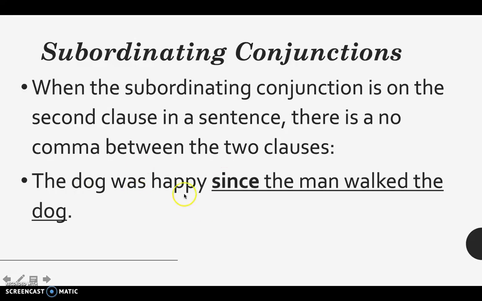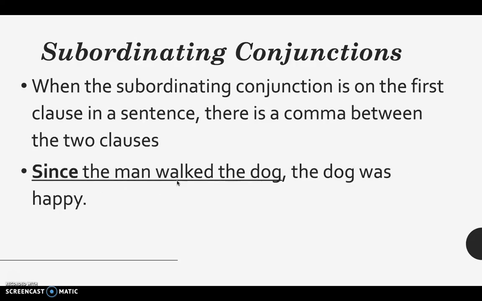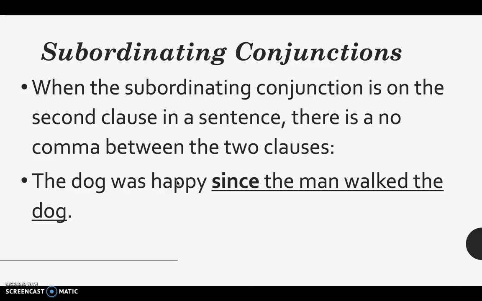The dog was happy since the man walked the dog. All right? Because we're not pausing the same way. I've just paused there artificially, but instead you would say the dog was happy since the man walked the dog. And you would obviously revise the dog in the second time and say him. But here, since the man walked the dog, the dog was happy. There's an automatic pause is what you're kind of indicating with your comma.